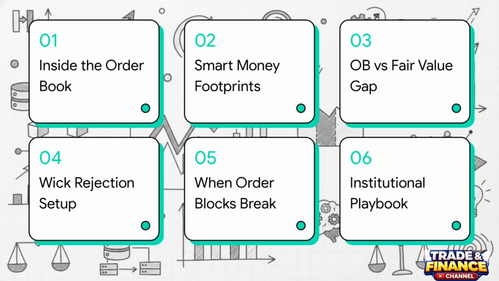Here's our roadmap for today. We're kicking off with Inside the Order Book, then finding the footprints of smart money, comparing an order block to a fair value gap, diving into the wick rejection setup, looking at when order blocks break, and wrapping it all up with the institutional trading playbook.